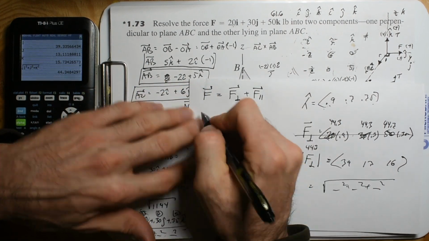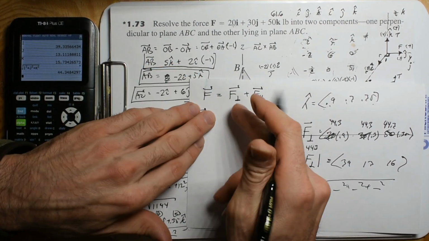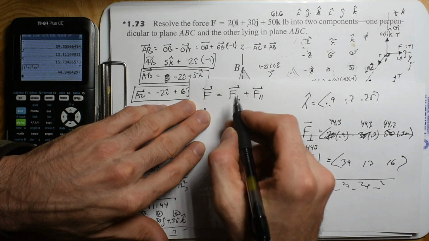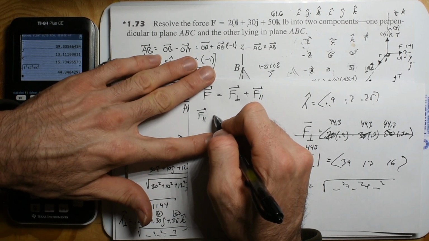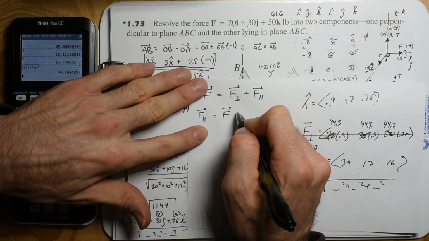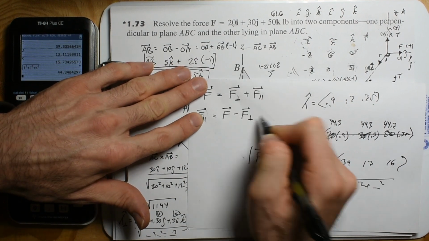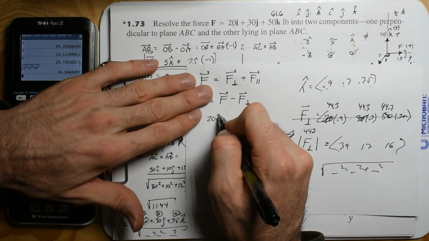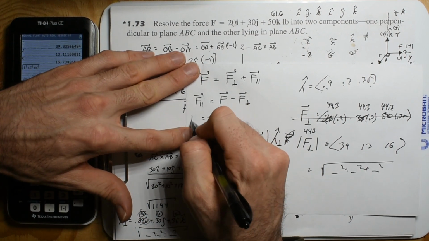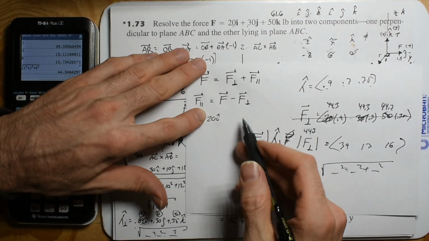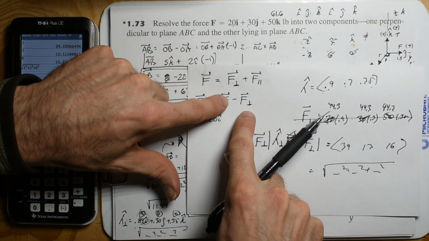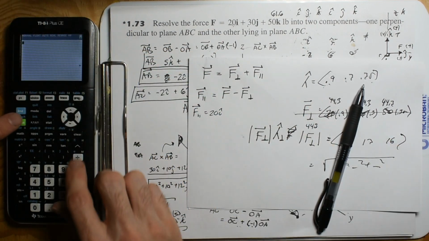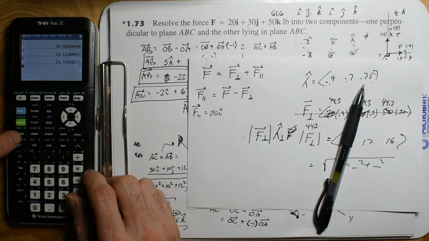So if I want to solve for the parallel component, I just take this and subtract this to the other side. And obviously it's going to be a negative. So we're going to have the force minus the perpendicular component. Sweet. So we have 20I, and then we're just going to take the I terms and subtract them, take the J terms and subtract them, and take the K terms. So alpha I, alpha J, and alpha K.